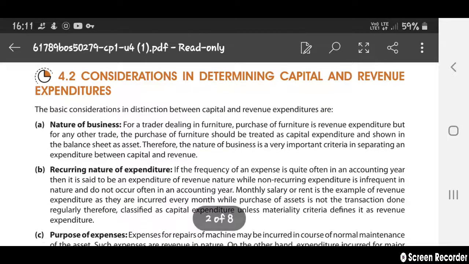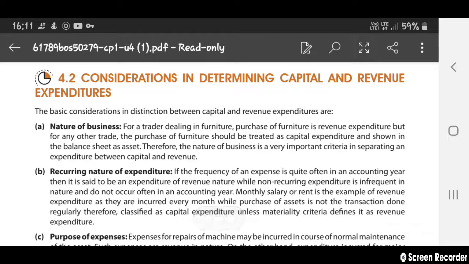So, considerations in determining capital and revenue expenditure. The basic consideration in the distinction between capital and revenue expenditure is the nature of the business. For a trader dealing in furniture, the purchase of furniture is revenue expenditure, but for any other trader the purchase of furniture should be treated as capital expenditure and shown in the balance sheet.